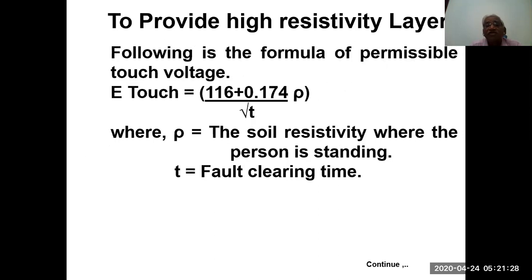To provide a high resistivity layer, following is the formula of a permissible touch voltage. You can notice two things. One is it depends on the soil resistivity, another is it depends on how long it is happening. That T is called the fault clearing time. That means the fuse has to clear or the circuit breaker has to trip. So the touch voltage depends mainly on two factors: soil resistivity and fault clearing. So our substation settings should be very clear in this case, that fault clearing should be faster.